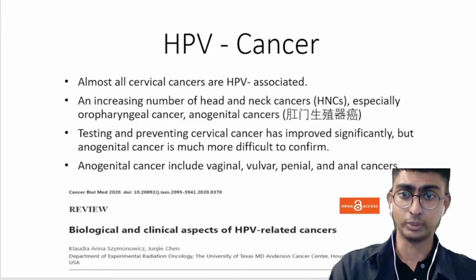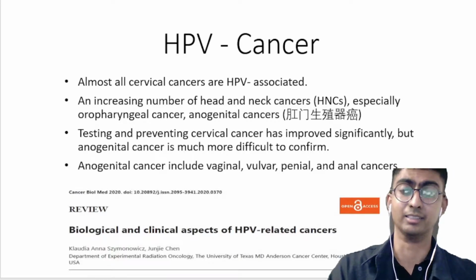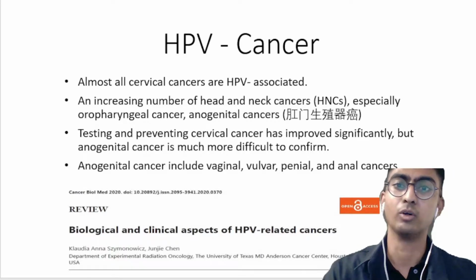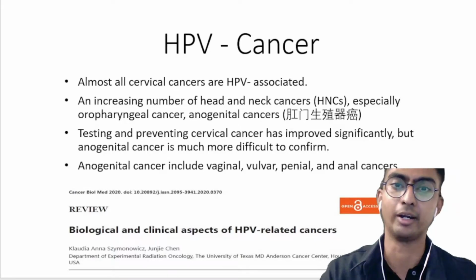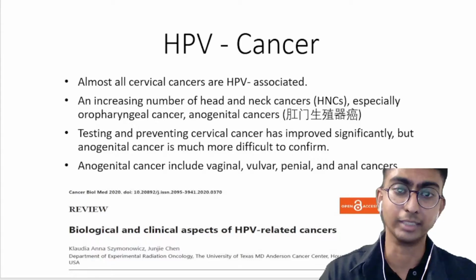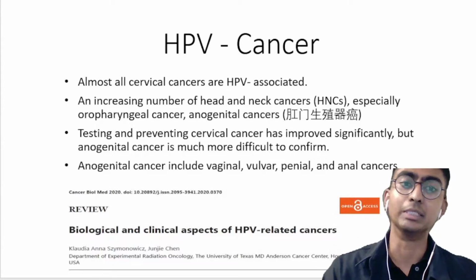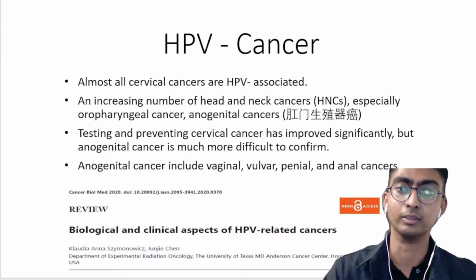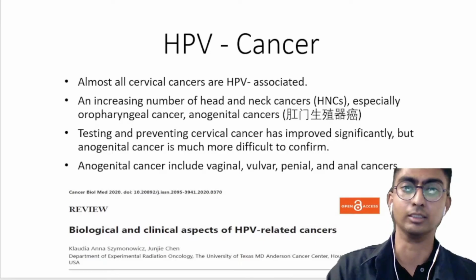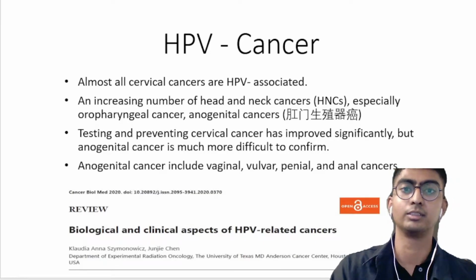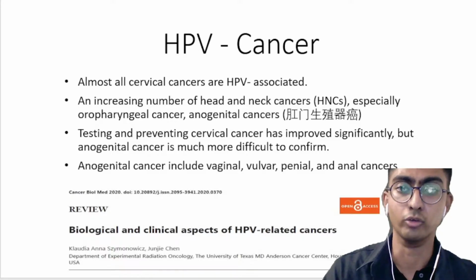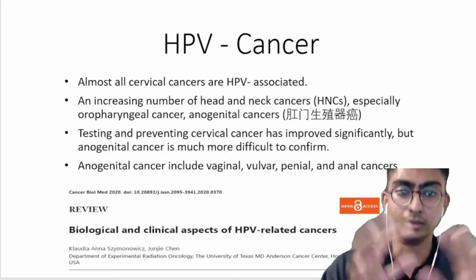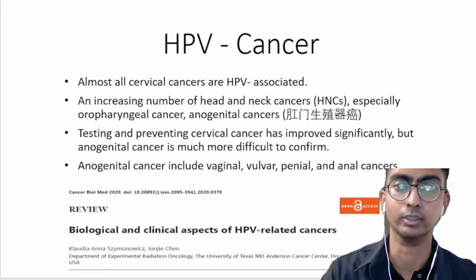And then there's also an increasing number of head and neck cancers, especially oropharyngeal cancer, which means cancers of the respiratory tract, and also anogenital cancers. Anogenital, as you can see here, includes the vagina, the penis, the vulva, and also the anus, basically the entire area of your lower body in the region of your genitals and also the anus.